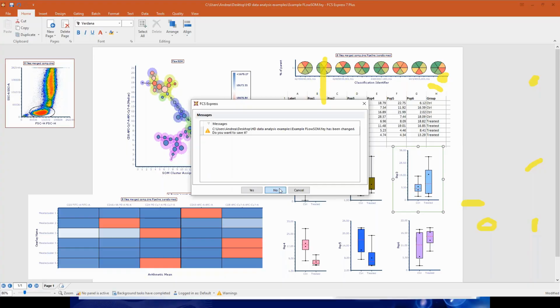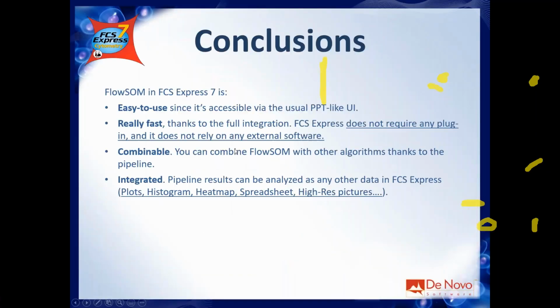I'm sorry, we are running out of time, so I will just go straight to the conclusion. In FCS Express, let me clean up a little bit. FlowSOM is really easy to use because it's just part of the whole user interface. It's accessible to the pipeline, which really gives you full flexibility and full power. It's really fast. You saw it with your own eyes. FCS Express is really fast.